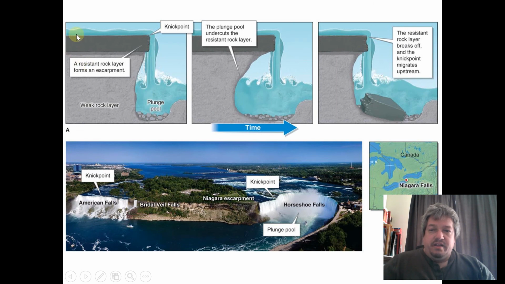So here, water's flowing. Here's the nick point. It flows over this escarpment, over this cliff. And when it hits right here, all the action of the water breaks up this rock. So it forms this kind of deeper little pool called a plunge pool. And all these rocks get moved around.